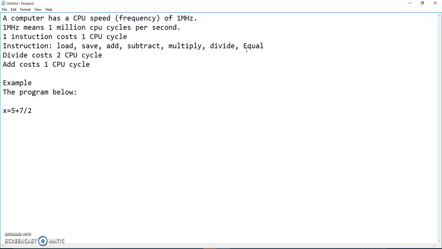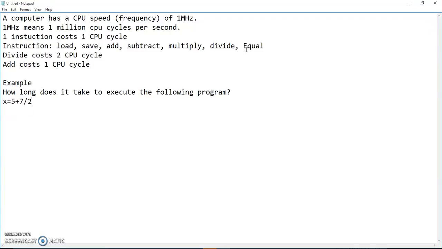So the question is, how long does it take to execute? Execute, I mean try to find the answer of the following program below. Okay. So how long does it take?